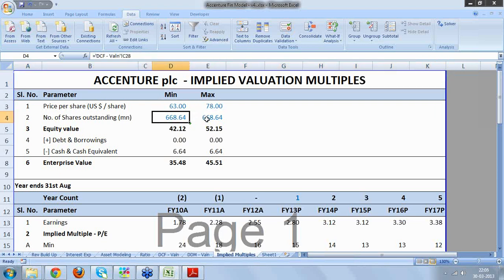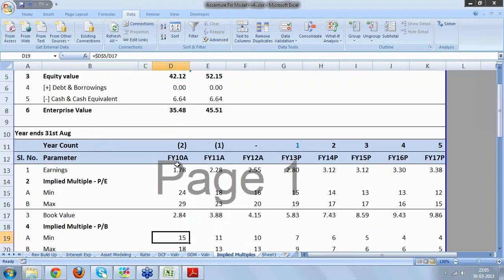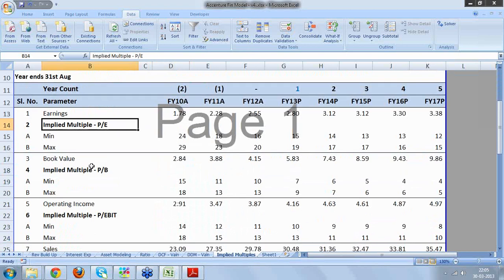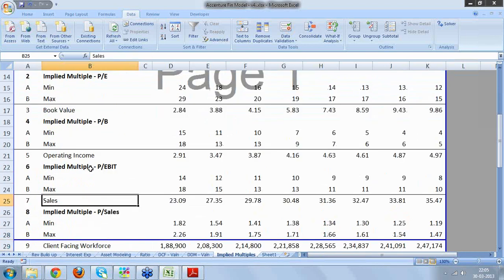Number of shares outstanding is here. Multiply that, you will end up getting equity value, to which I will add debt, subtract cash. I'll end up getting the enterprise value. On the basis of equity value and enterprise value, I'll calculate all kinds of parameters I can think of. So price to earning, lower limit, upper limit, price to book, price to EBIT, price to sales. So these are evergreen parameters valid for all industries, all sectors. Price to sales, price to EBIT, price to book, price to earning.